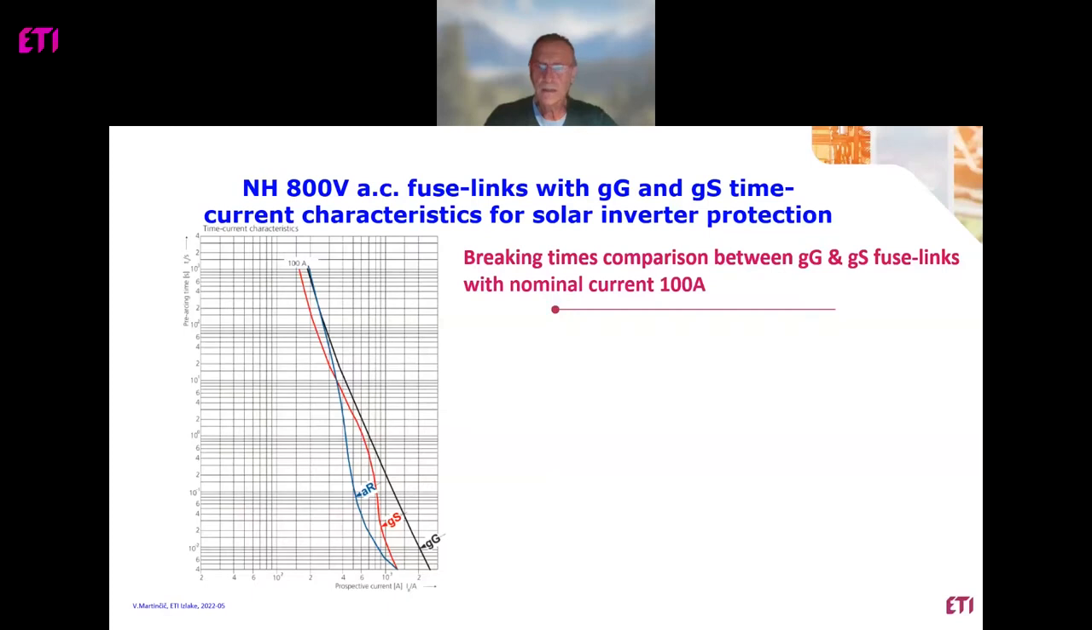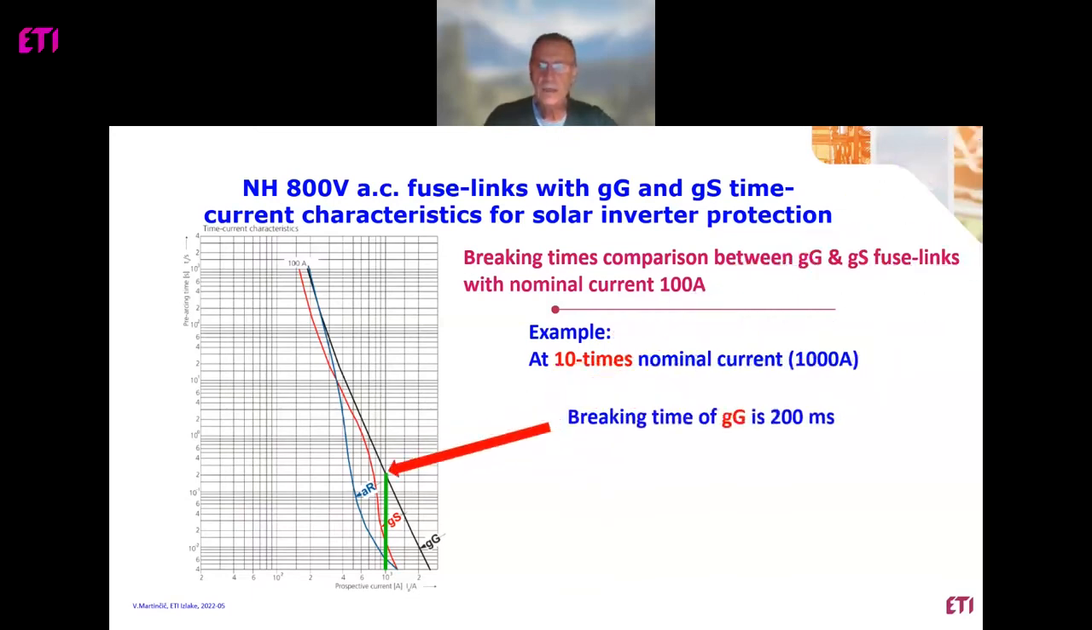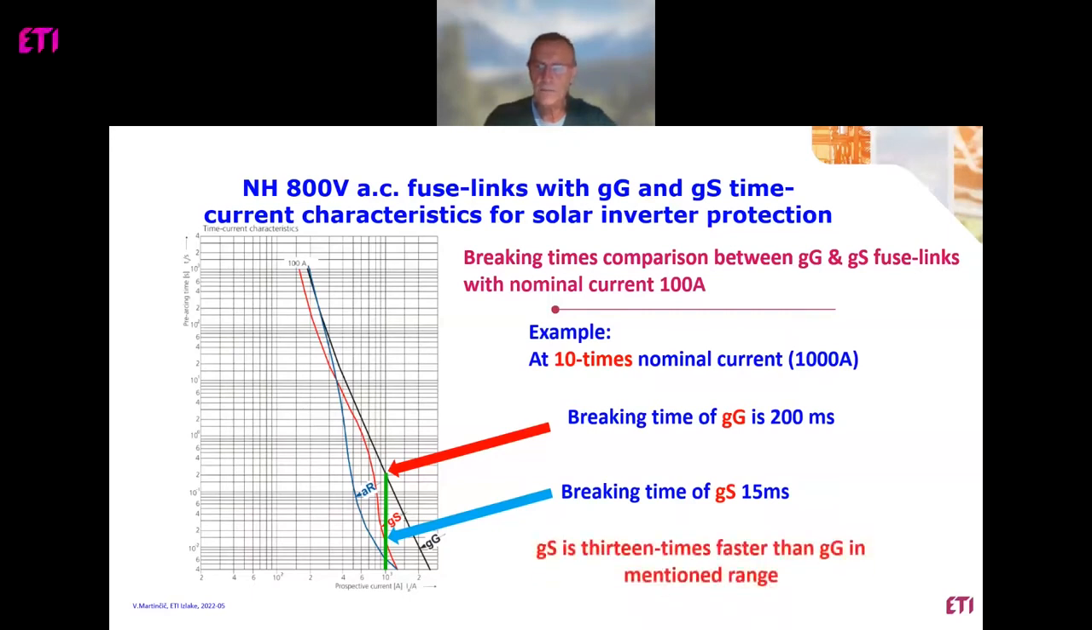The situation is similar if the same fuse is loaded with 10 times nominal current, so 1000 amps. The breaking time of gG is 200 milliseconds and the breaking time of gS is 15 milliseconds. So in this range, 10 times nominal current, gS is much faster than gG. It's 13 times faster than gG.